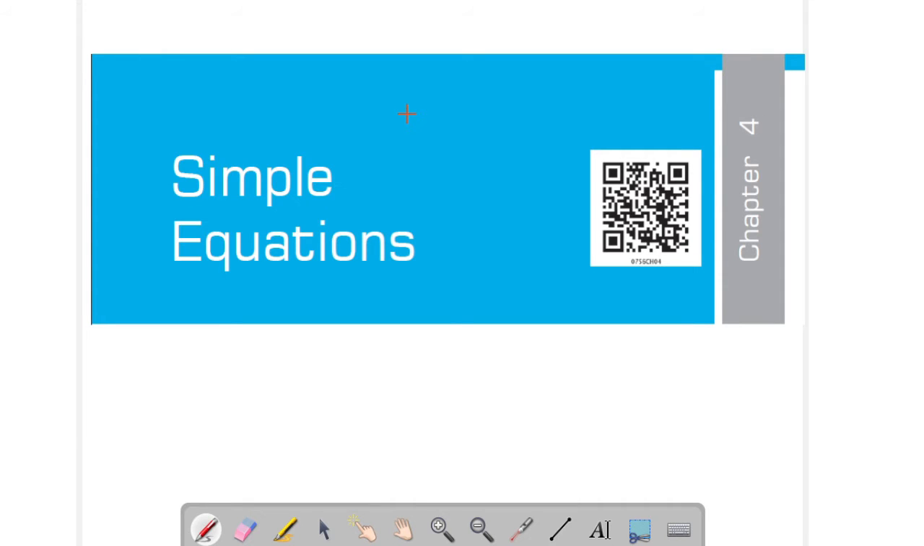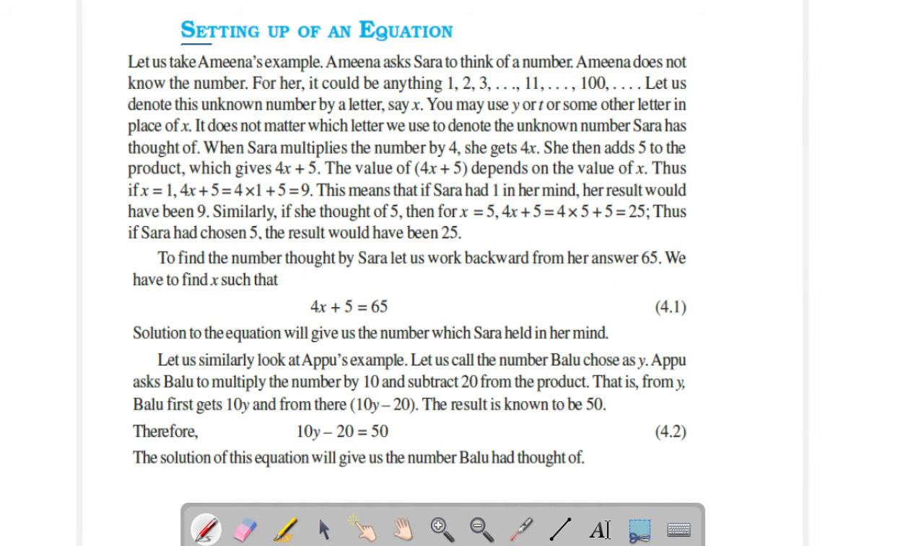Good morning, students. Today we will study chapter 4, Simple Equations. Setting up of an equation. Let us take Amina's example. Amina asks Sarah to think of a number.